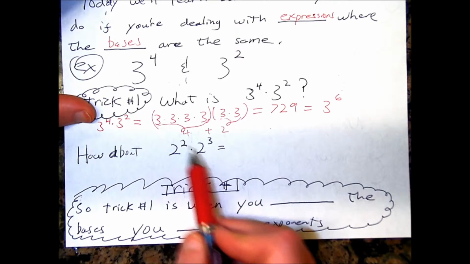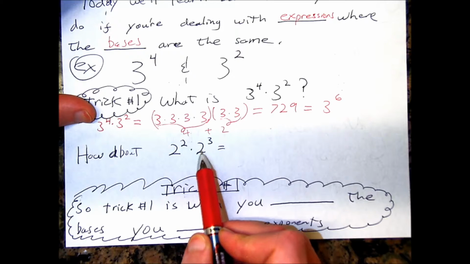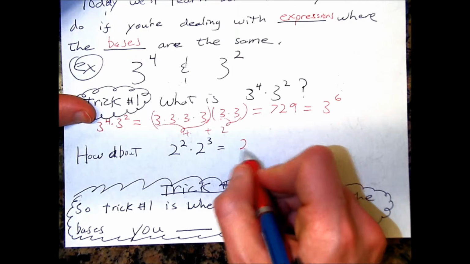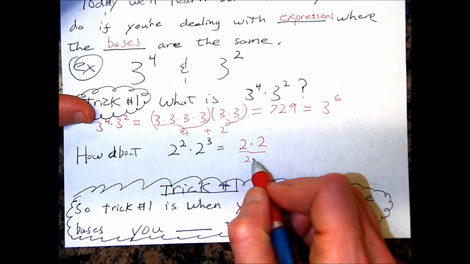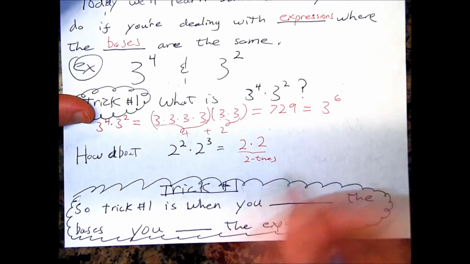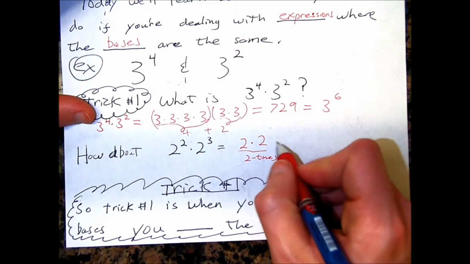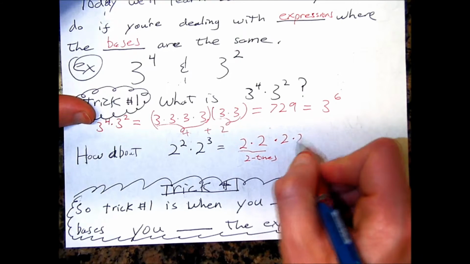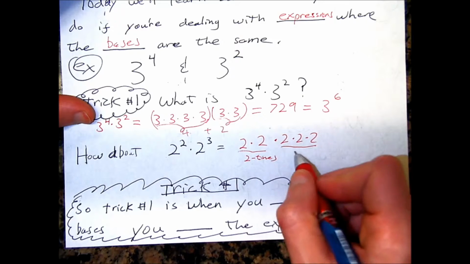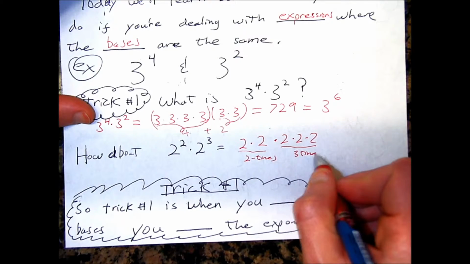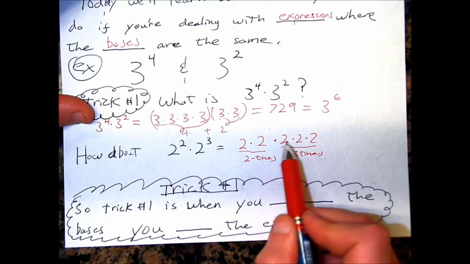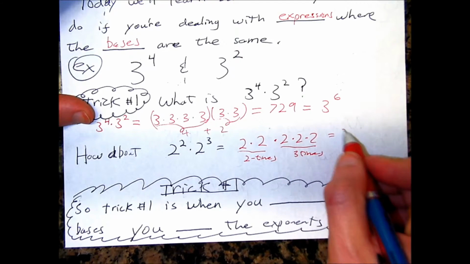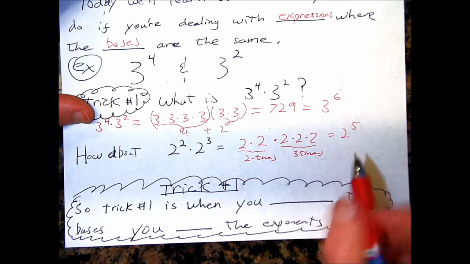If I have 2 to the power of 2 times 2 to the power of 3, that's 2 times 2 for the first one, so I write it 2 times. And then the second one, I write 2 times 2 times 2, so I write it 3 times. But if I add up the number of times, 1, 2, 3, 4, 5, that's the same as just writing 2 to the power of 5.